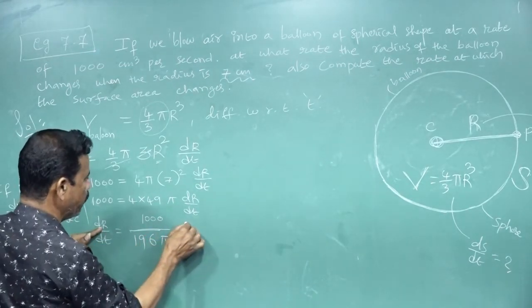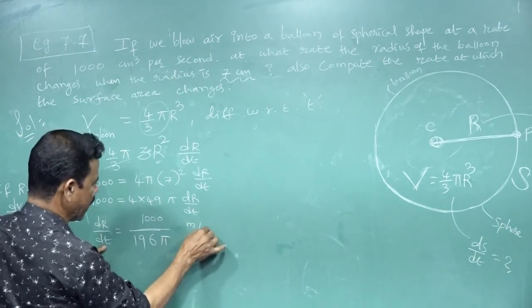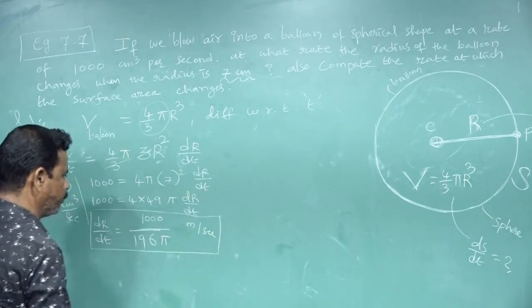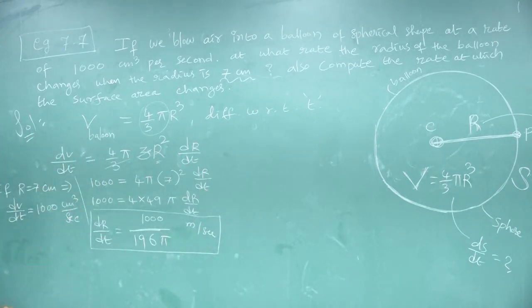So this is the dr/dt. r is in meters, t is in seconds. This is dr/dt. The first question is over. And the second question.